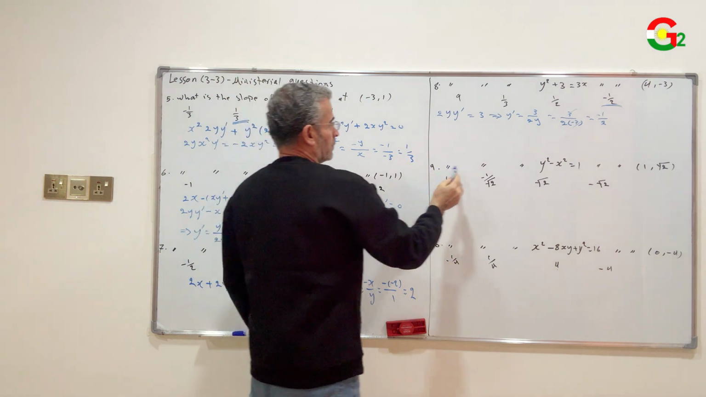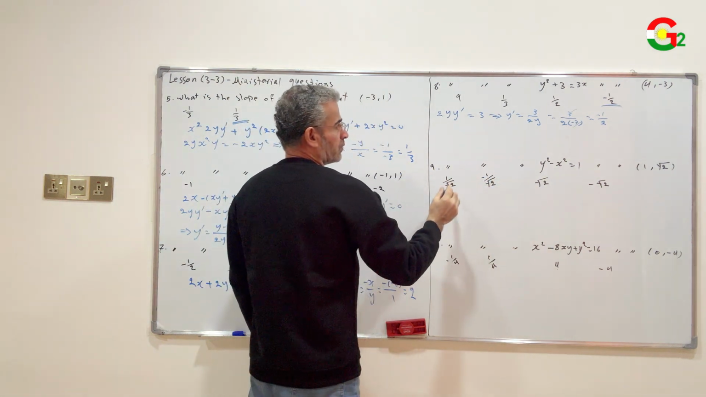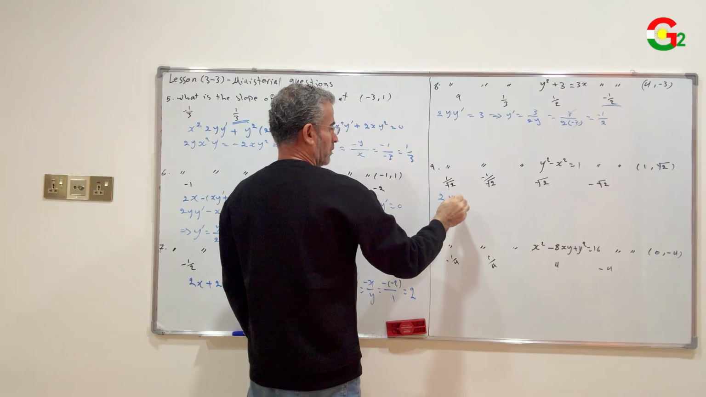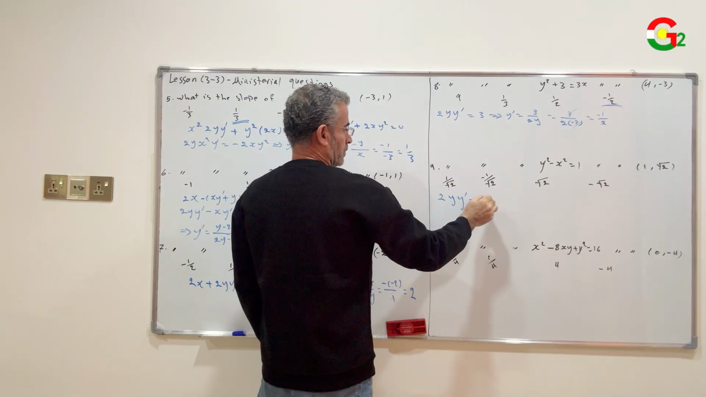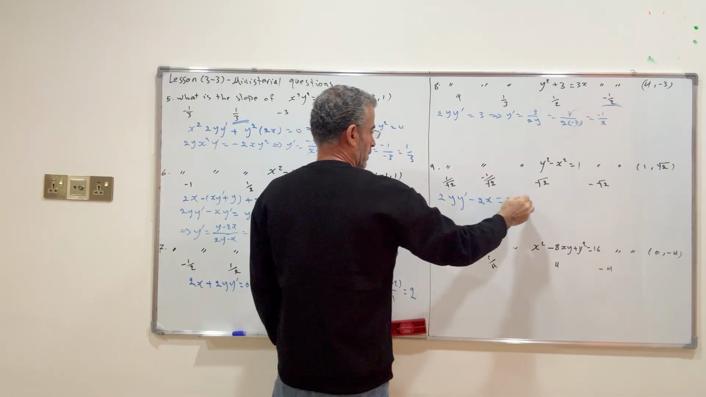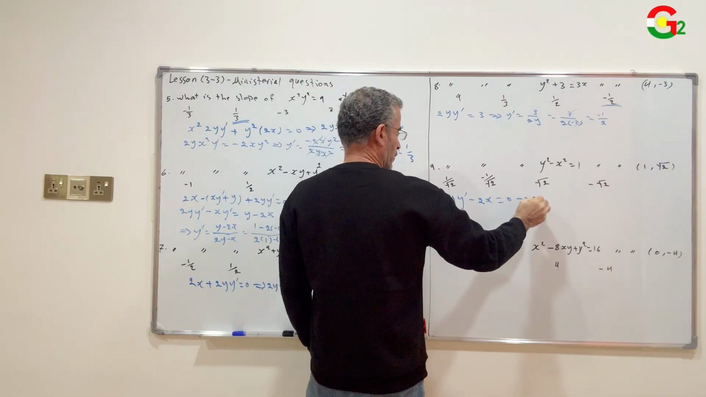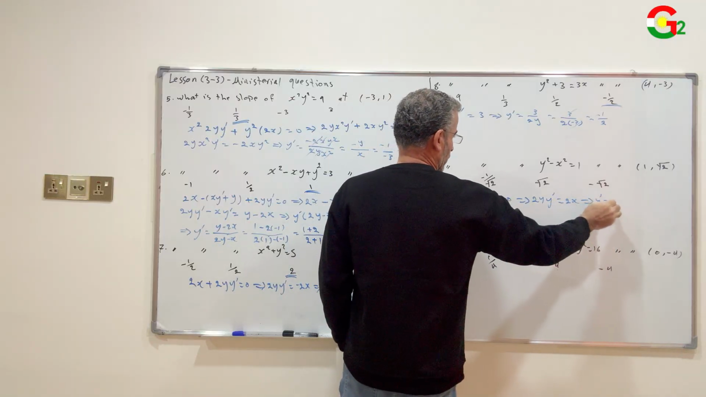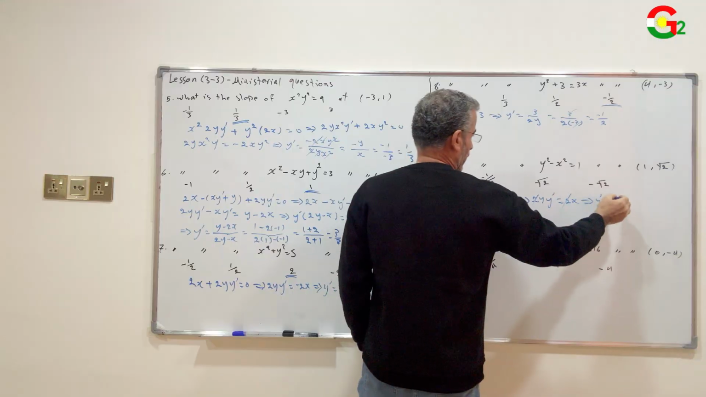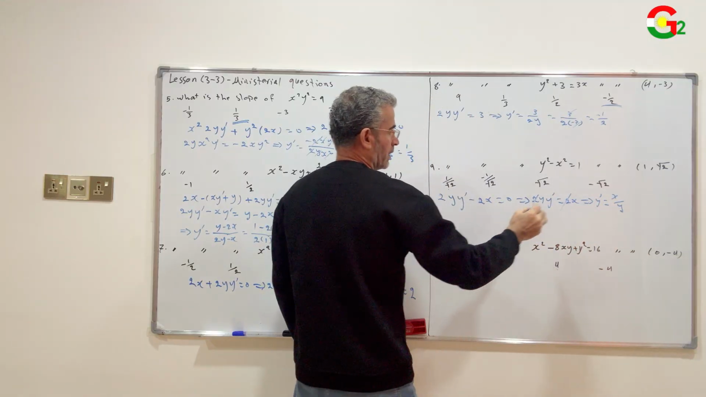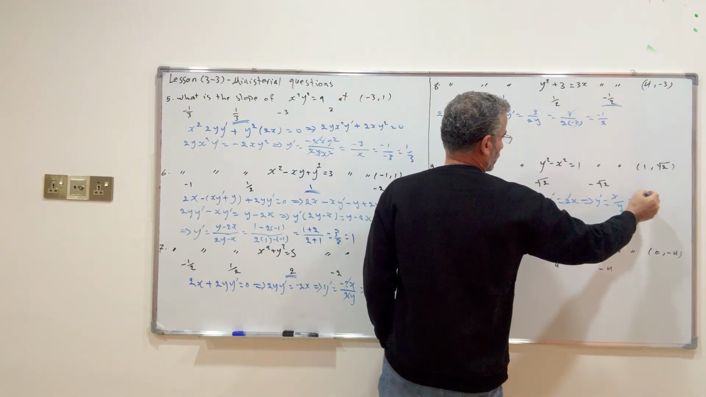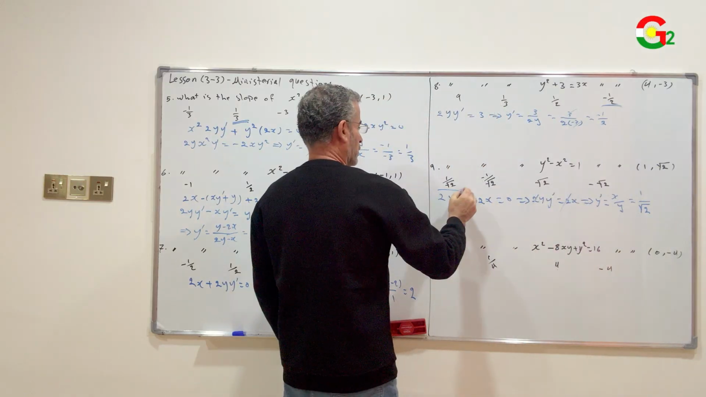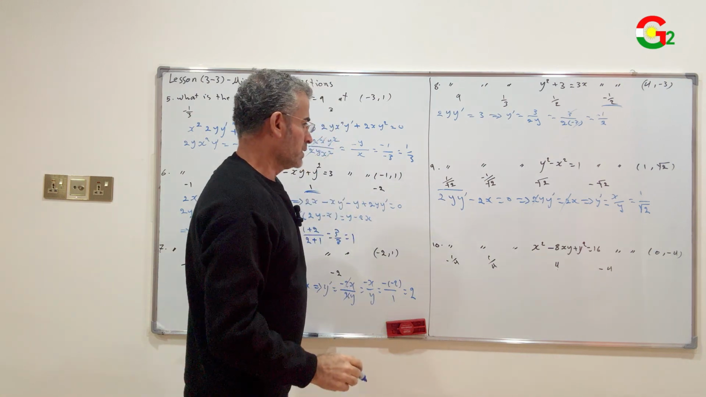Question number 9. What is the slope of the curve at the point 1, square root 2? Differentiate both sides. 2y y prime minus 2x equals 0. Then 2y y prime equals 2x. Then y prime equals, reduce 2 with 2, x over y. At the point 1, square root 2, it will be 1 over square root 2. Choice A.